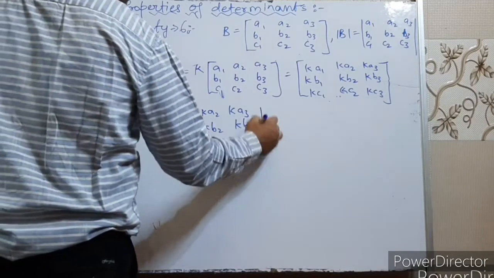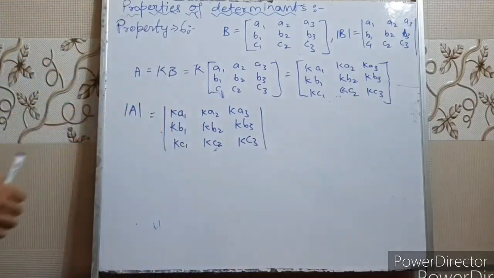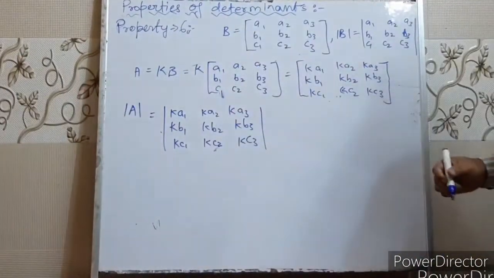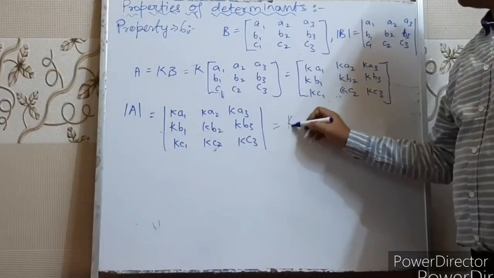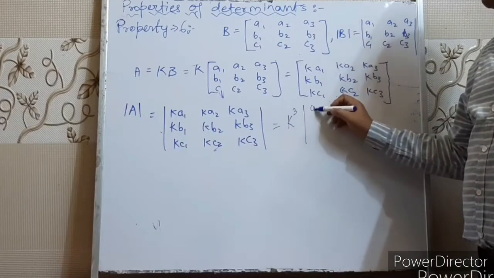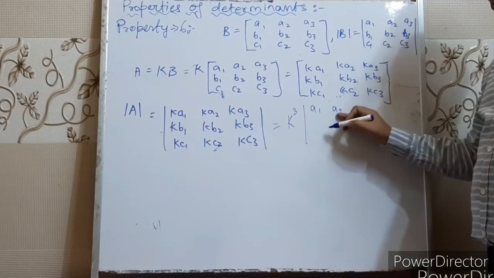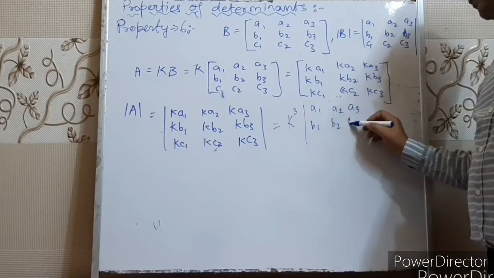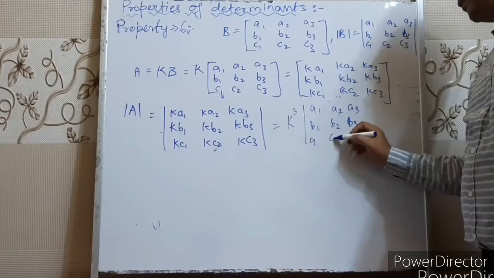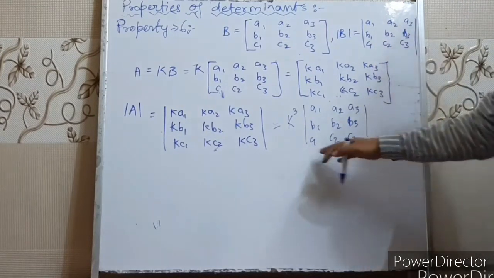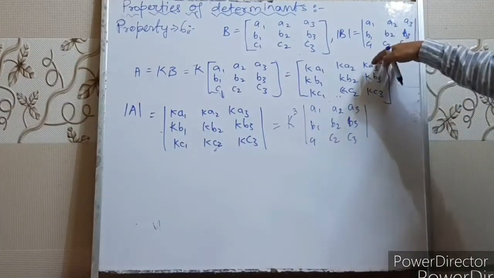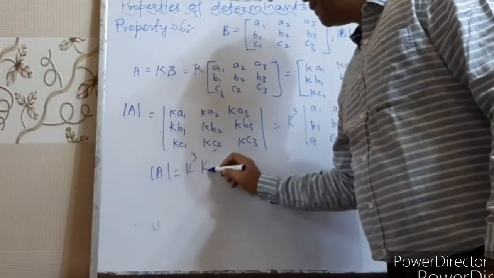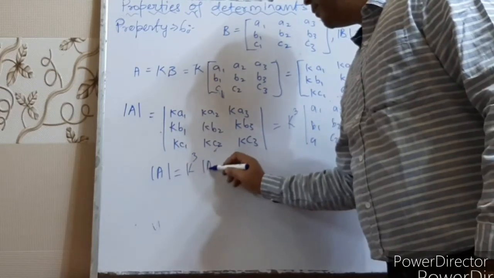K C3. Right. Now you can see that we can take K common from row 1, row 2 and row 3. So K into K into K, that is K cube, will come out, and what we'll get inside the determinant is A1, A2, A3 and so on. Right, children? Now what is this? This is determinant B. So determinant A can be written as K cube times determinant B.